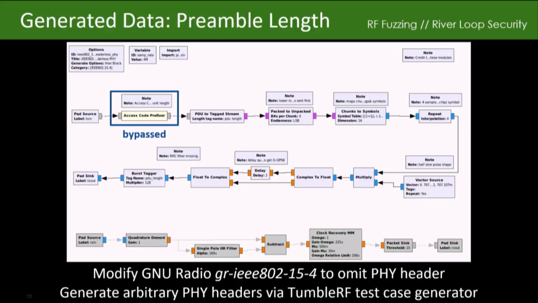I'm using the GR IEEE 802.15.4 out-of-tree module, which is written by a gentleman named Bastian. He did a really nice job architecting it. To cut out the PHY header, all I had to do was bypass that access prefixer block. What that block normally does is append the preamble, the start of frame delimiter, and the length. When you bypass that, it doesn't do that, which means I can then go upstream into TumbleRF and implement those values in software on the host. So it becomes super easy to iterate over, and it was very easy to set this up. And this is hooked into the radio API via TumbleRF using a radio interface.